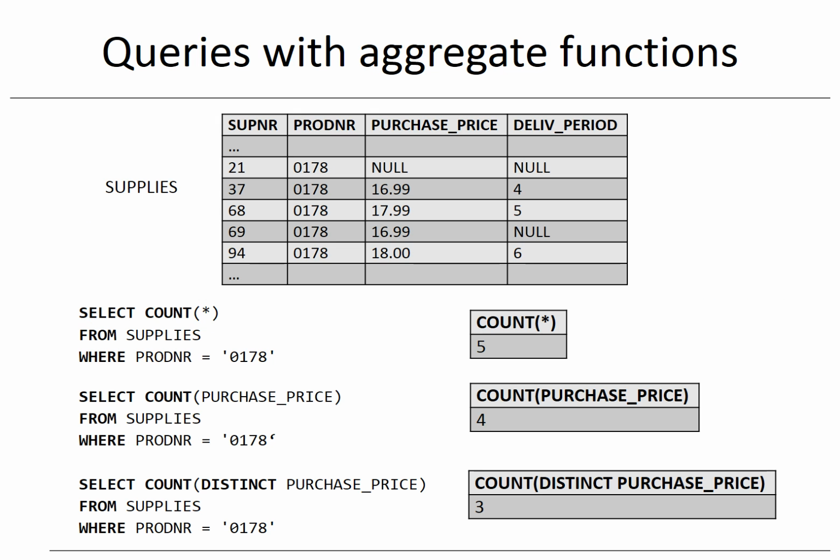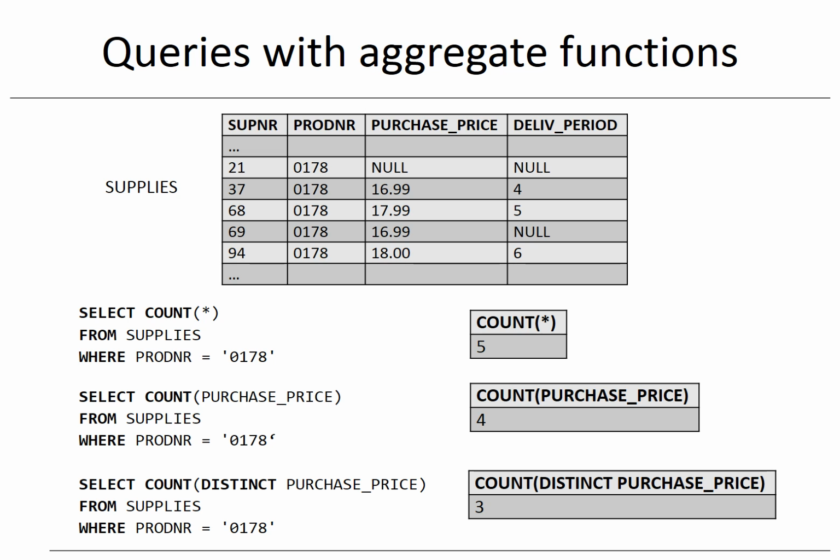The query SELECT COUNT(*) FROM supplies WHERE prod number equals 0178 selects the number of tuples in the supplies table where the product number equals 178. In our example, the result of this query will be 5.